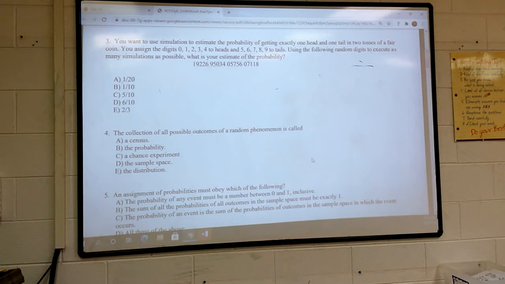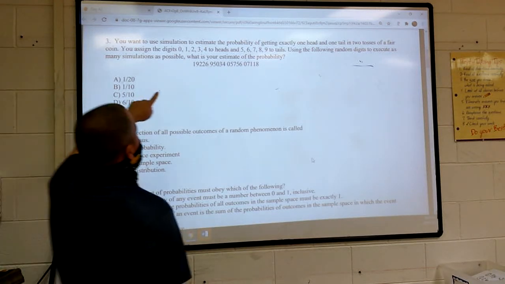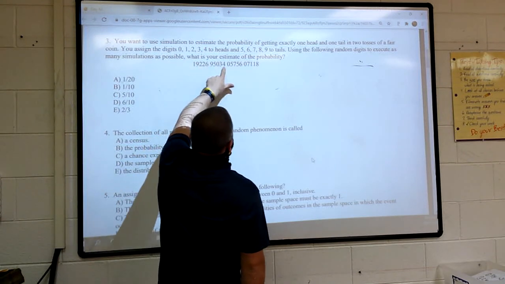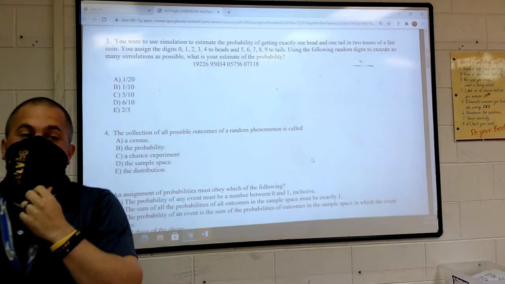So number 3, you want to use a simulation to estimate the probability of getting exactly 1 head and 1 tail in 2 tosses of a fair coin. You assign the digits 0 through 4 to heads and 5 through 9 to tails. Using the following random digits to execute as many simulations as possible, what is your estimate of the probability? So we're simulating the probability of getting exactly 1 head and 1 tail in 2 tosses. Okay, so here's 2, here's 2, here's 2. So first of all, we have 20 numbers, right? So there's 10 trials.